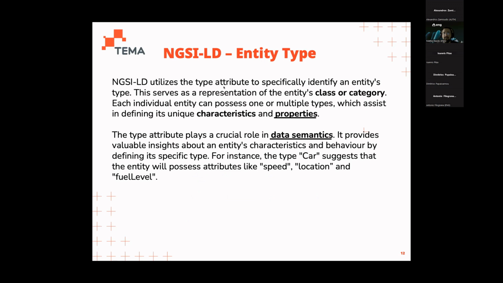Then we have, as I said, the entity type. The entity type is the type of the entity described by a specific JSON. And why is this important? Because based on the entity type, we can have predefined attributes. For example, if I have an entity type car, I expect to have in the attributes the attribute speed, or the attribute location, or the attribute, I don't know, fuel level. So we can have multiple attributes related to that specific entity type, the entity type car. So the entity type plays a crucial role in the data semantics.